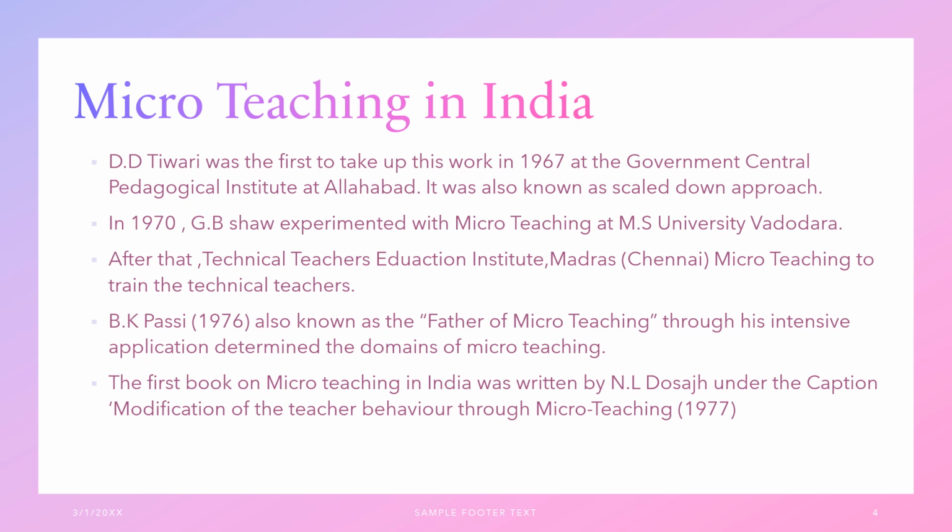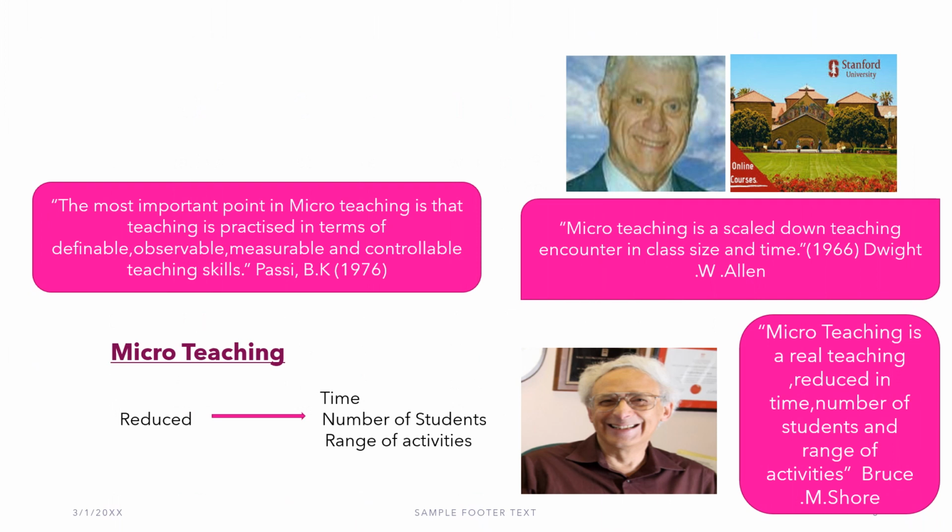B.K. Passi, in 1976, who is also known as the father of micro teaching, through his intensive application, determined the domains of micro teaching. And the first book on micro teaching in India was written by N.L. Dosajh under the caption Modification of the Teacher Behavior Through Micro Teaching in 1977.